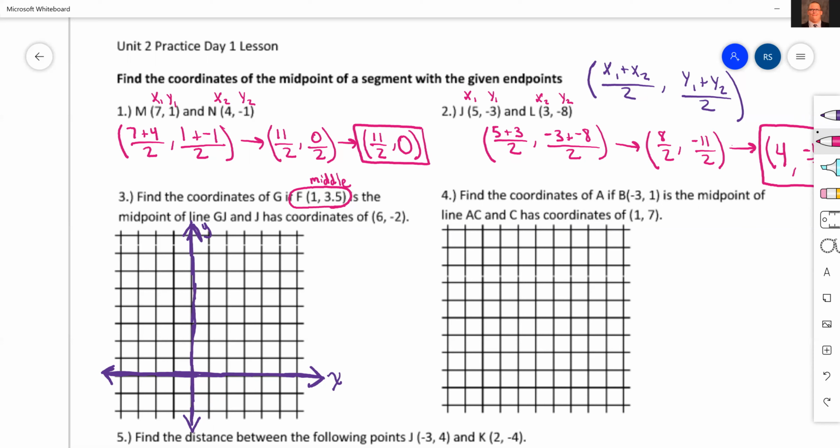Okay, one of our endpoints J is at 6, -2. So let me count over to 6, -2. 1, 2, 3, 4, 5, 6. Down 2. That's where J is sitting. F is in the middle at 1 and 3.5. So there's where F is sitting. Now, I have to figure out how did I move to get from J to the middle, which is F.